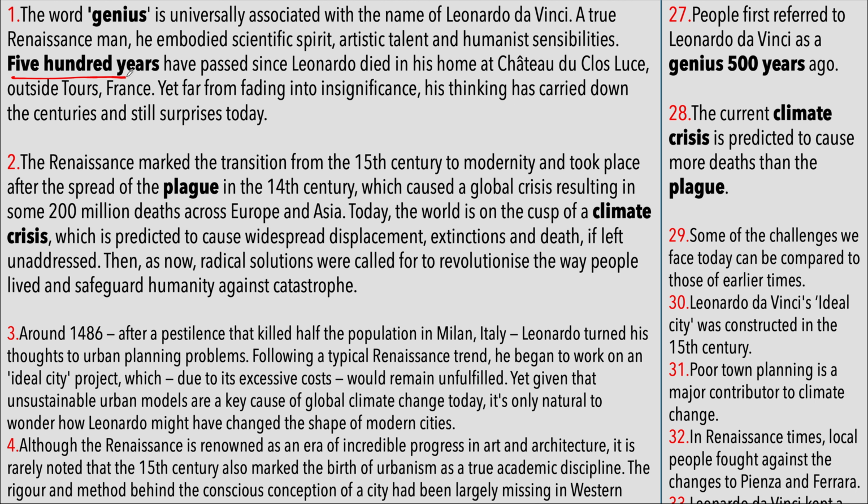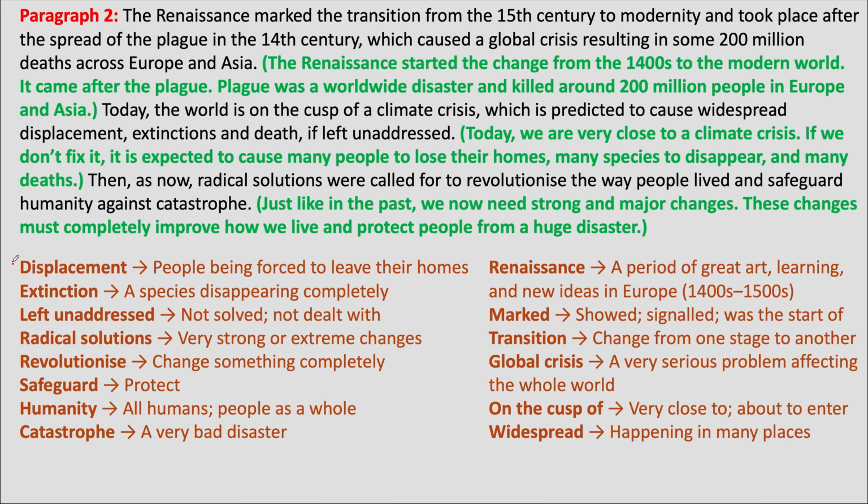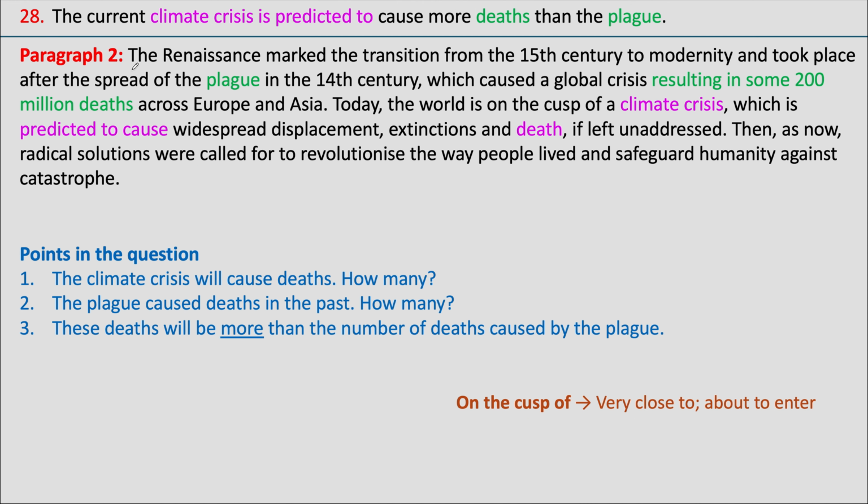This is where we found the answer to the previous question. Plague and climate crisis are mentioned in the next paragraph, the second paragraph. These are the meanings of some words from paragraph 2, and in green color, each sentence is explained. You can come back to these if you have difficulty understanding any part. The first sentence says that the plague spread in the 14th century and it caused 200 million deaths. Then it says climate crisis is predicted to cause deaths.